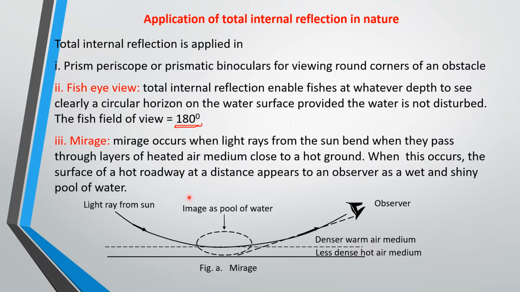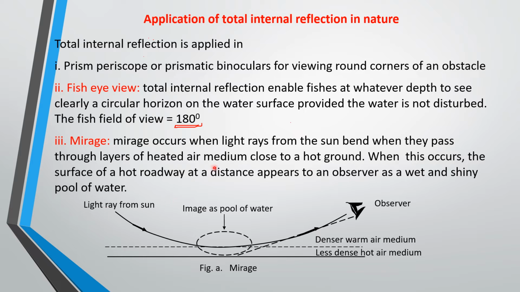Another phenomenon that is very common, that we see on a daily basis if you are a traveler, is called mirage. Mirage is when you are traveling on a tarred road on a very sunny day and you see a pool of water ahead of you. What is causing that pool of water? It is because of total internal reflection. Mirage occurs when light rays from the sun bend when they pass through layers of heated air close to a hot ground. When this occurs, the surface of a hot road appears at a distance to an observer as a wet and shiny pool of water.